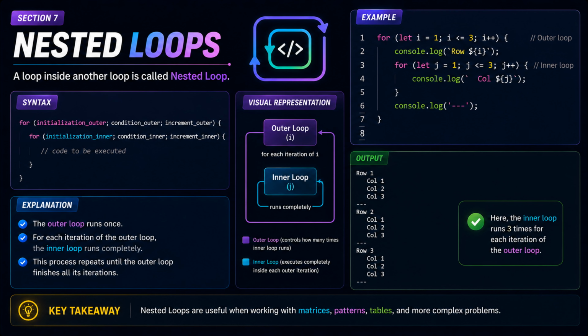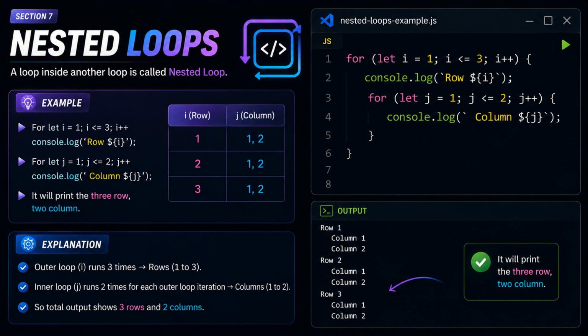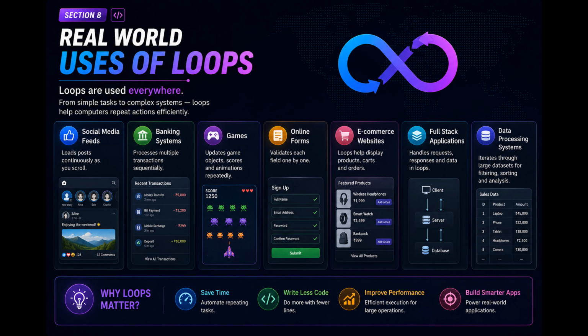Section 7, nested loops. A loop inside another loop is called a nested loop. Example: for (let i = 1; i <= 3; i++) { console.log(row i); for (let j = 1; j <= 2; j++) { console.log(column j) } }. Output: it will print 3 rows and 2 columns.